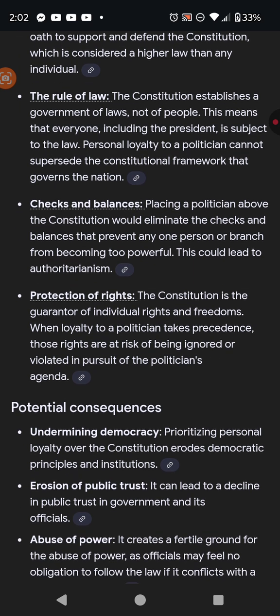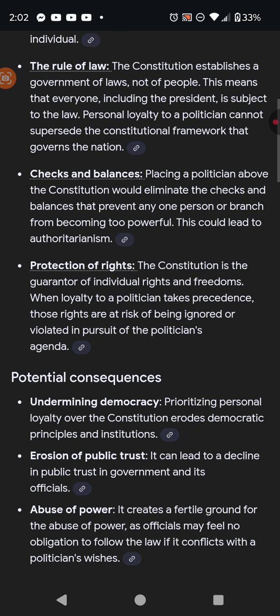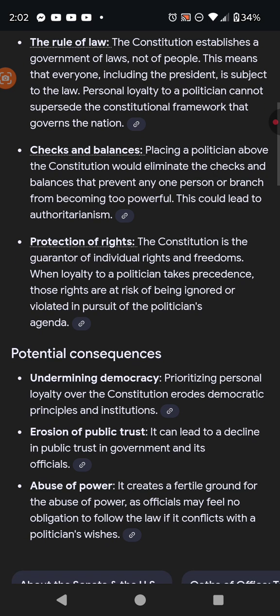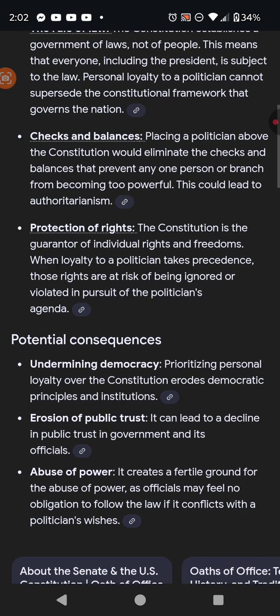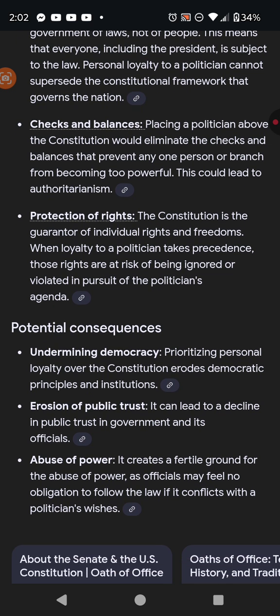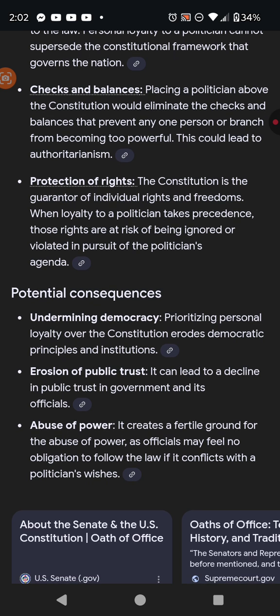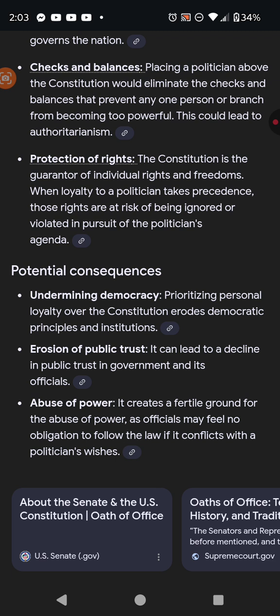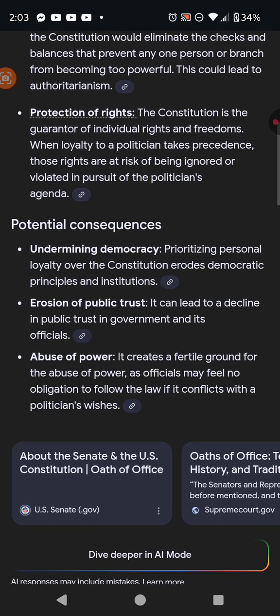Checks and balances: placing a politician above the Constitution will eliminate the checks and balances that prevent any one person or branch from becoming too powerful. This could lead to authoritarianism. Protection of rights: the Constitution is the guarantor of individual rights and freedoms. When loyalty to a politician takes precedence, those rights are at risk of being ignored and violated in the pursuit of the politician's agenda.